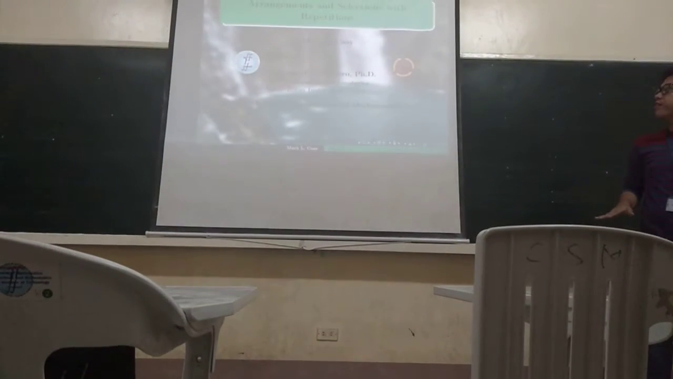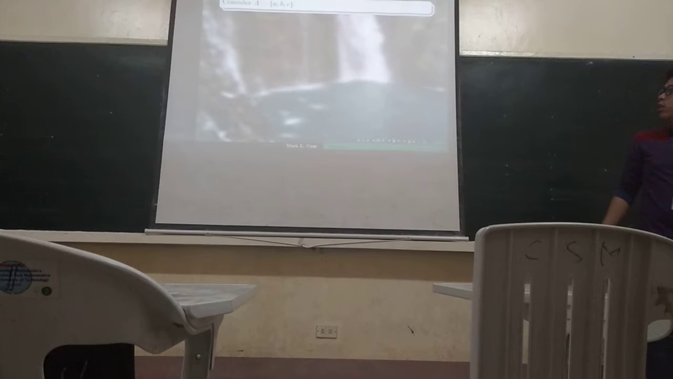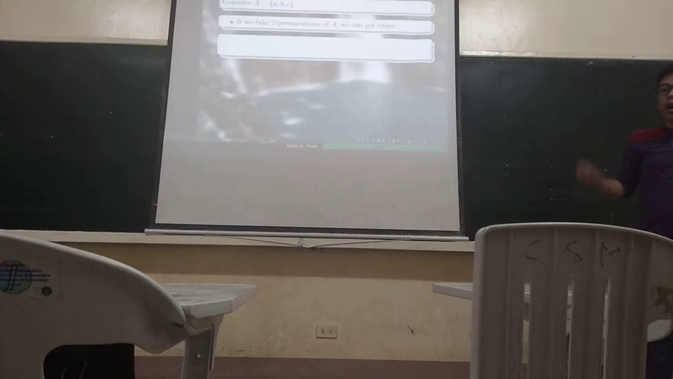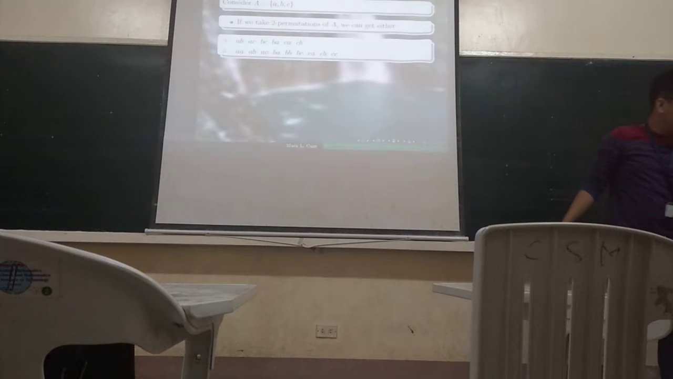Arrangement and selections with repetitions for objects. So here, note that we consider a set containing 3 elements, and we come up with a comparison for arranging that set, depending on whether repetition is allowed or not. This happens when there's no repetition, and this when there is repetition.